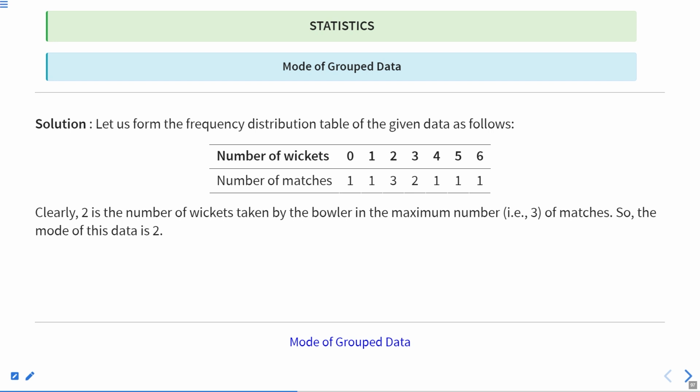Clearly, 2 is the number of wickets taken by the bowler in the maximum number of matches, that is 3. So 2 appears 3 times, and this is the maximum frequency. So the mode of this data is 2. We have been given ungrouped data, and we found the mode of the data is 2.